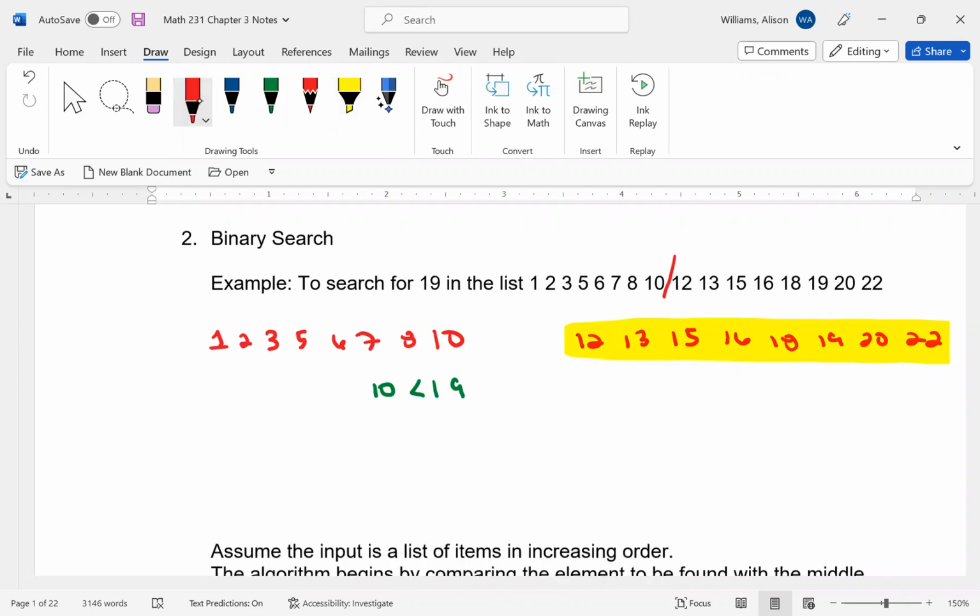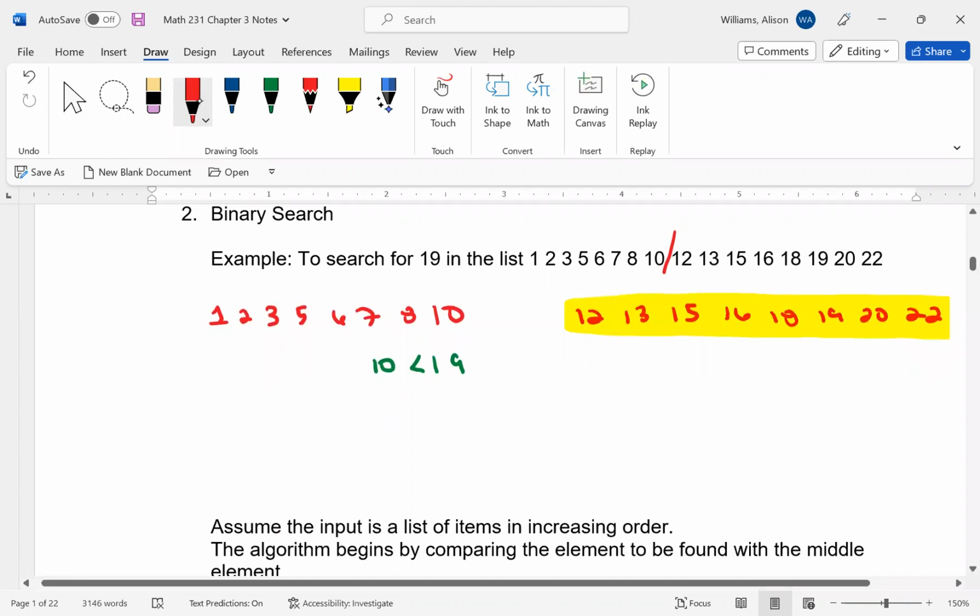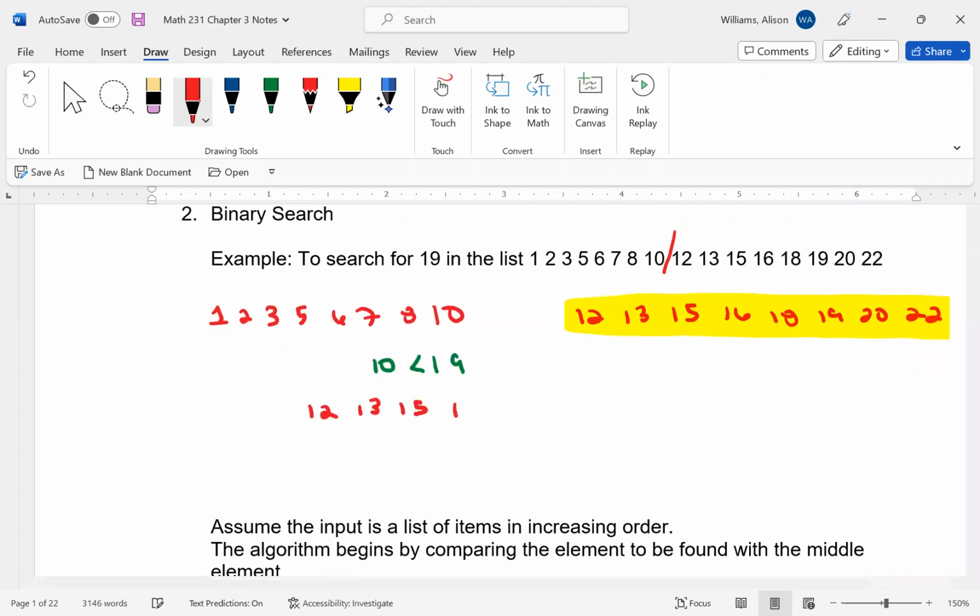With the second list, I'm going to split it up. So I'm going to split it up as 12, 13, 15, 16, so I'm going right in half, and then 18, 19, 20, 22. And I compare again. The biggest number on the first half of the second list still happens to not be 19. So I'm going to again disregard the first half.